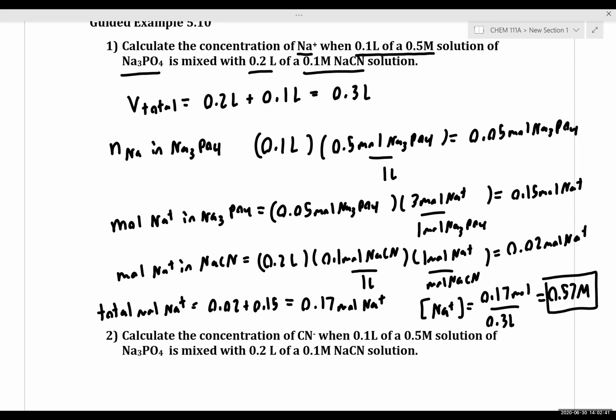So again, we calculate our total volume. We calculate the moles of sodium in each of our component solutions. Then we calculate the total moles, and for our molarity, we take the moles over the volume. Does this make sense to everyone so far? Any questions on this example?